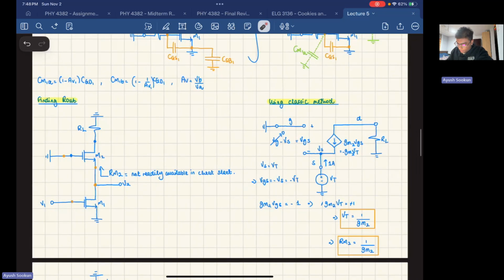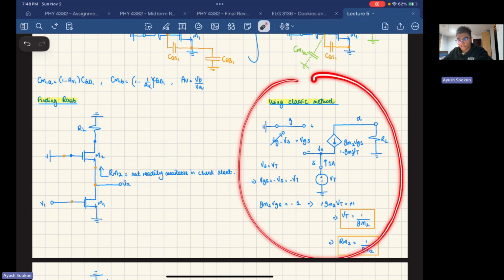So when you're doing that, you eliminate all of your capacitors. And this M2, you can replace it, but it's not readily available. That's why I got lost a little bit, because we're trying to replace this M2 by a resistor, but it's not readily available in the cheat sheet. So you have to derive it.